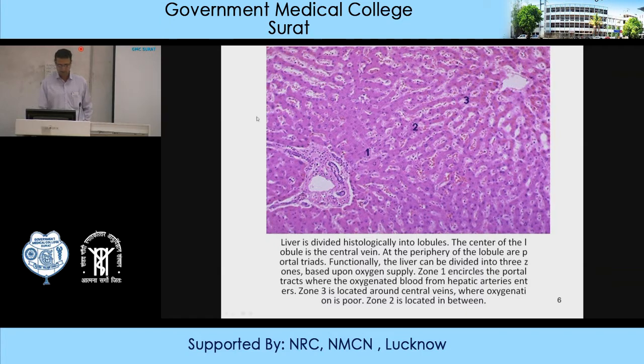Okay, this is portal triad. This one is zone 1, highly vascular or more oxygenated blood. Zone 3 is located around the central vein where oxygenation is poor. Here there is zone 3 where oxygenation of blood is poor, while zone 2 is located in between.